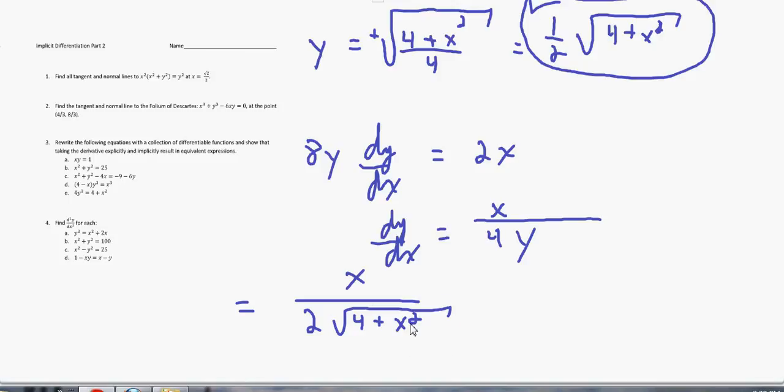But it's the same thing, and you can see that because x and x are both on top, and 4y, well remember, y was this thing, 1/2 the square root. 4 times this is 2 those square roots, which is exactly what we have here. So you could write that equals x over 2 square roots 4 plus x squared, which shows it's the same thing. And if it was negative, then we'd have negative y, and it would simplify out to the same exact thing. All right, we'll do the second derivatives in the last video.